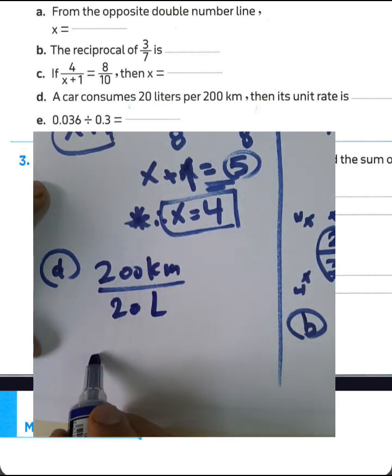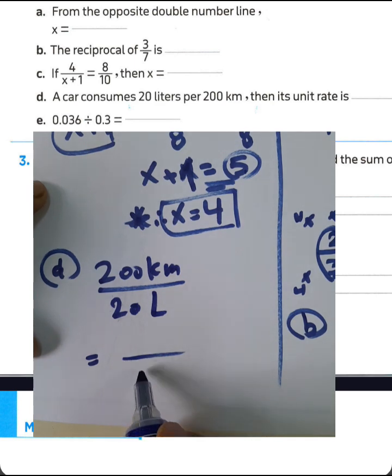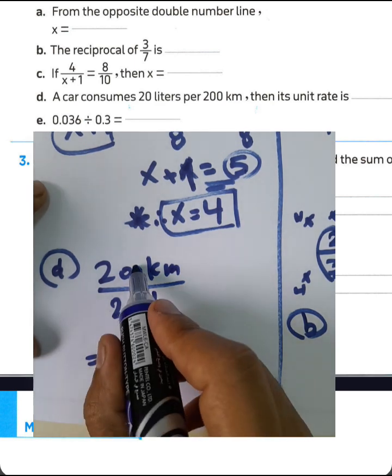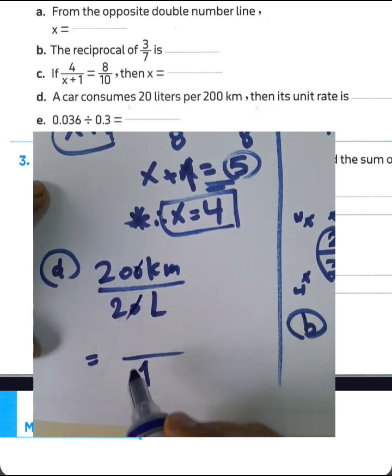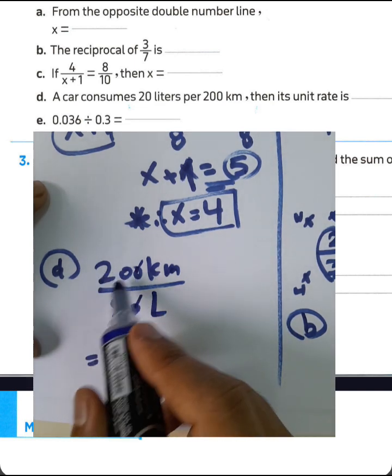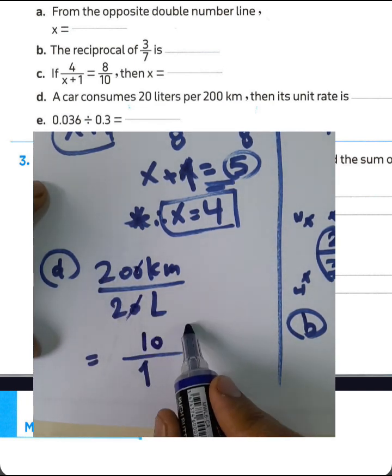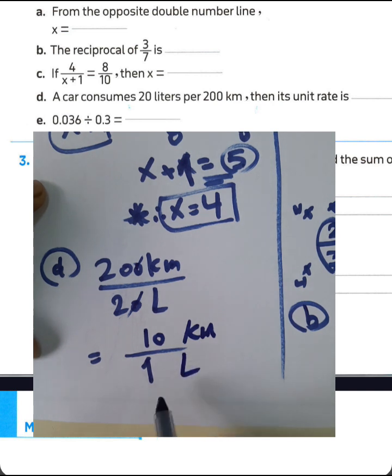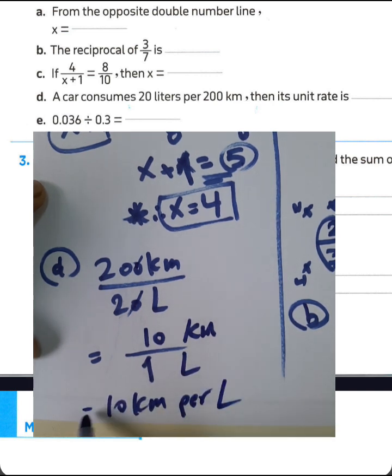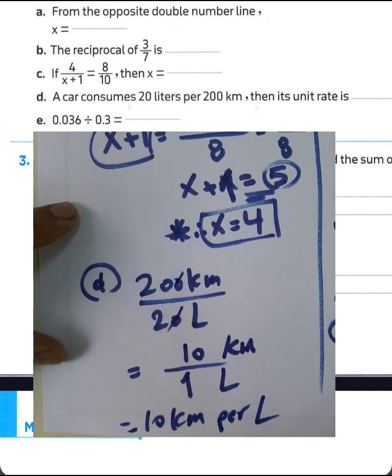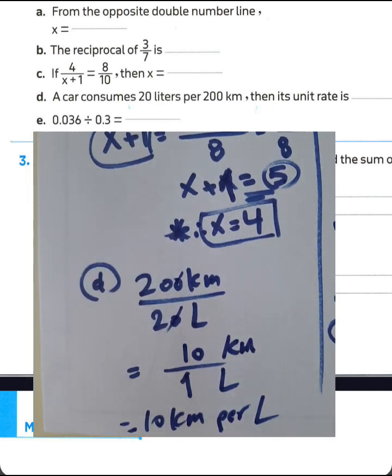To find the rate, divide the numerator and denominator by 20. 20 divided by 20 equals 1. And 200 divided by 20, cancel the 0 by 0, 20 divided by 2 equals 10. Then the result will be 10 kilometers per 1 liter. The result will be 10 kilometers per liter. Okay, that's the rate.